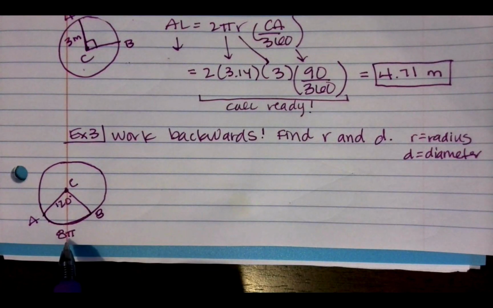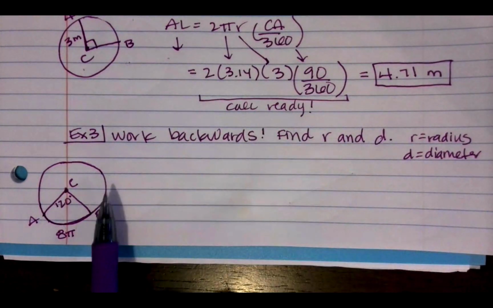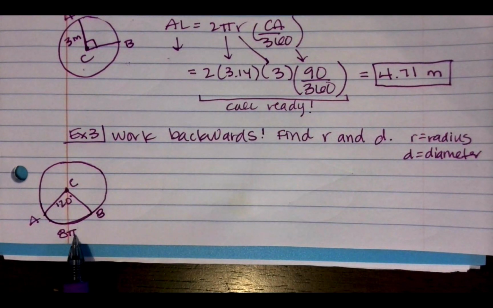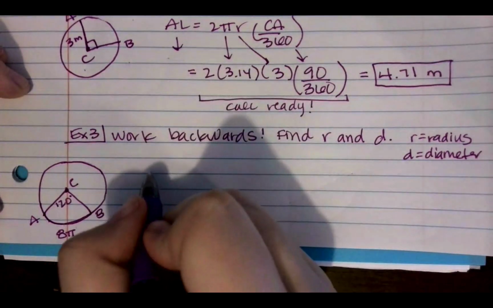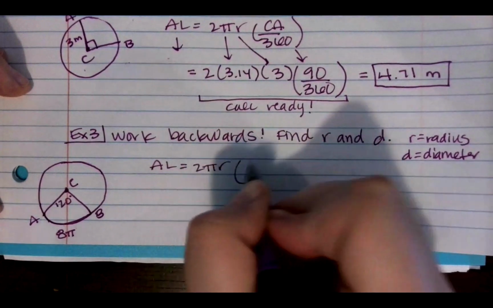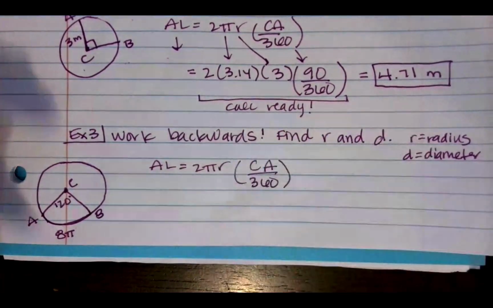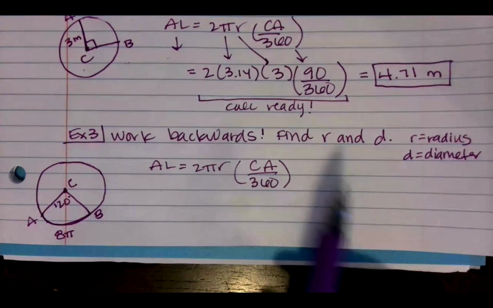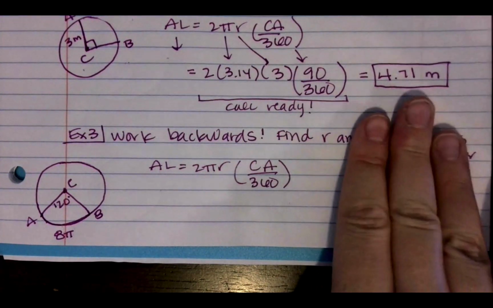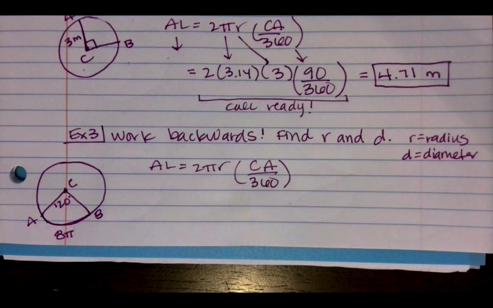So we know that 8 pi is our arc length. And again, I don't see up here to use 3.14 anywhere, so I'm going to leave everything in terms of pi. So let's put our formula down. Arc length equals 2 pi r central angle over 360. And again, let's just plug in what we know. We're going to try to find radius. We're going to come back and find diameter in a second, but we can find radius first and, like I said, get a quick answer for diameter.